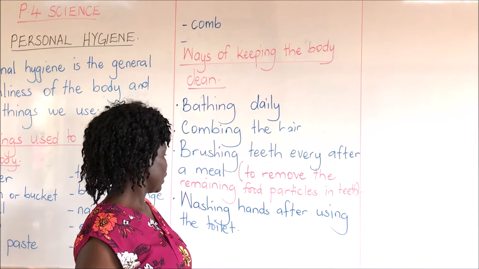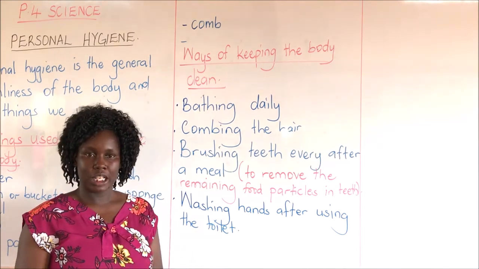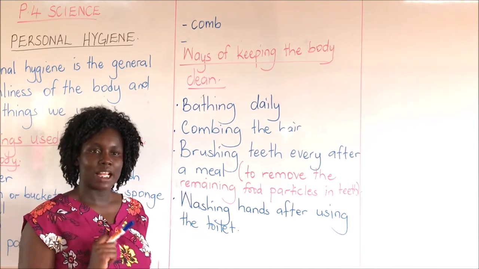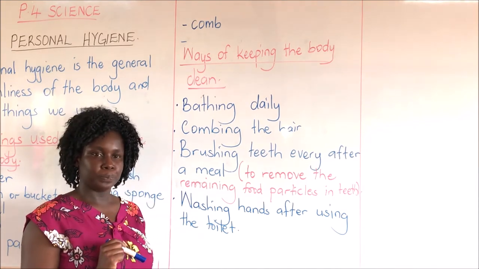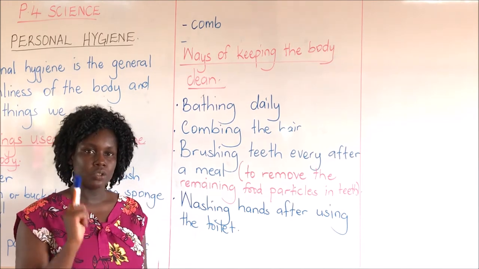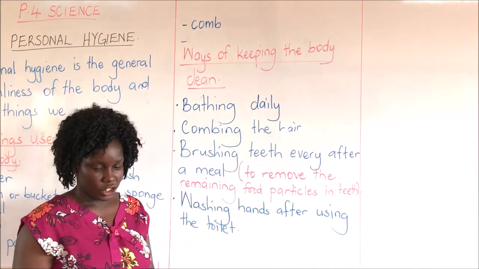Now here, if they ask, why do you wash hands? So you wash hands to remove the germs. But if they add on, why do you wash hands using soap? So I said soap is a detergent that helps to kill germs. So if they say, why do you wash hands using soap? You say to kill germs.